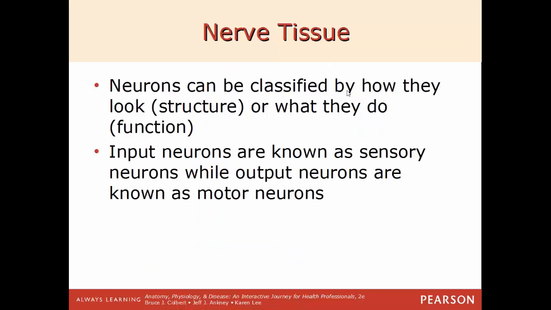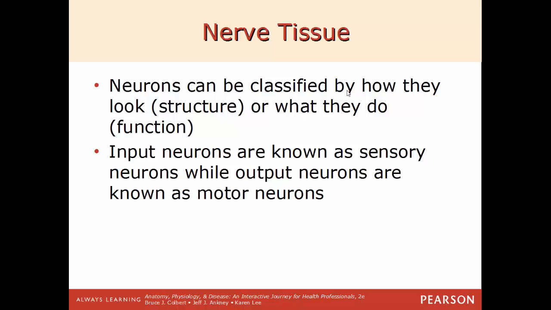Now, neurons can be classified by how they look or by what they do. So they can be either classified by their function or by their structure. Now, input neurons are known as sensory neurons. So information going to the brain, they're known as sensory neurons. And neurons that take information out of the brain or away from the brain are called motor neurons. That's because information going into your brain is due to sensory input. Anything that you see, anything that you hear, smell, taste, touch, all that is sensory info going from the external environment to your brain to be processed. That's information going into the brain, or these are also called afferent neurons. They're going to the brain.